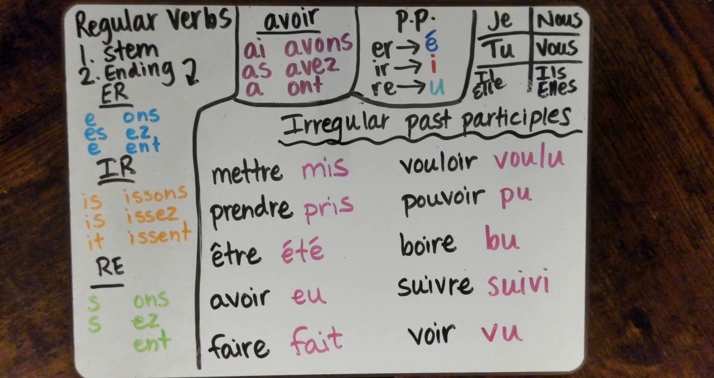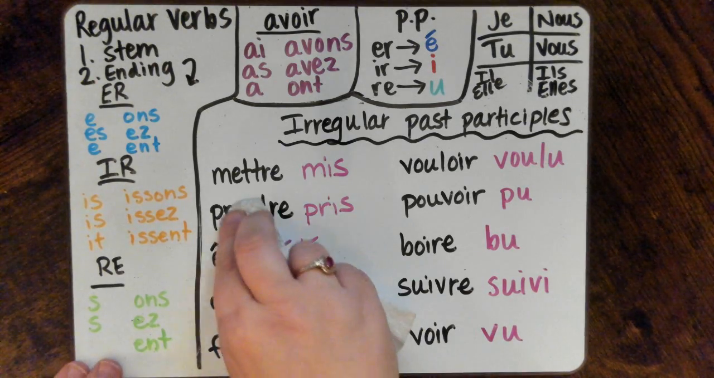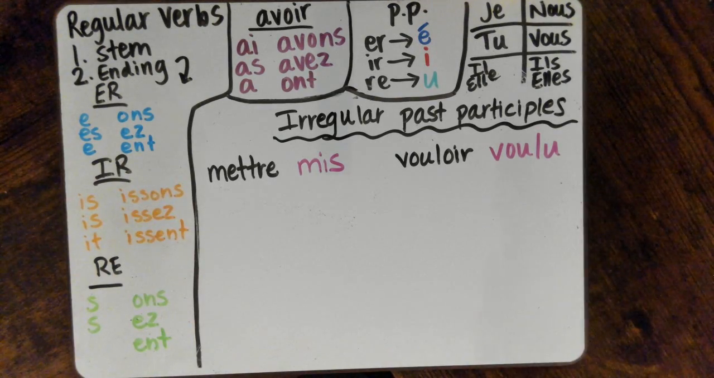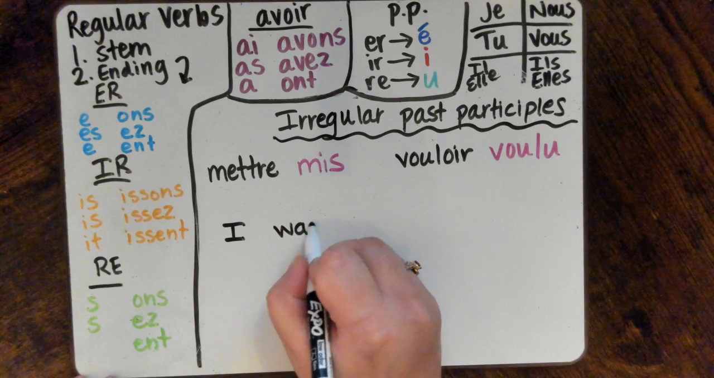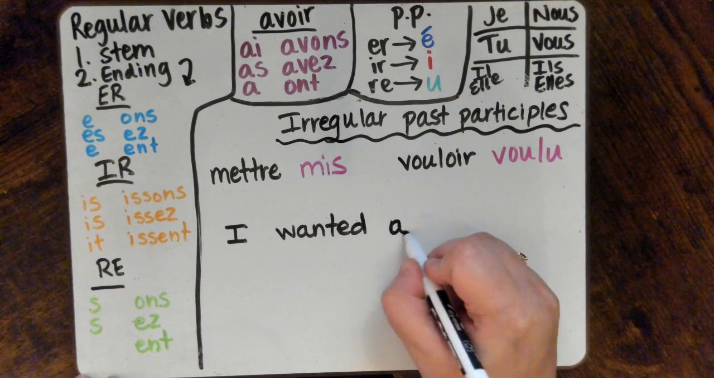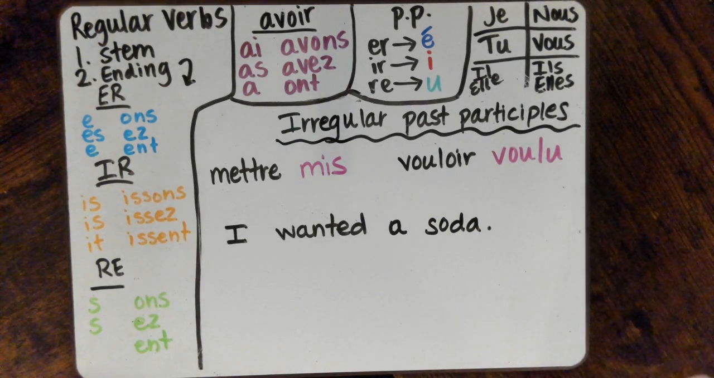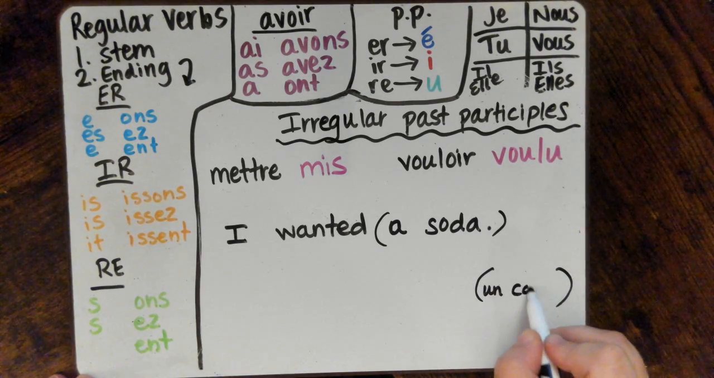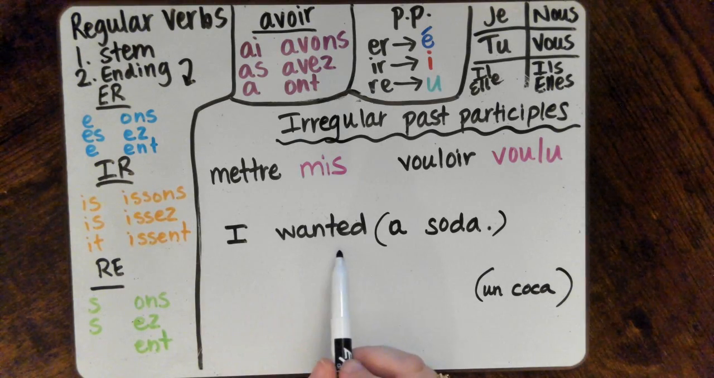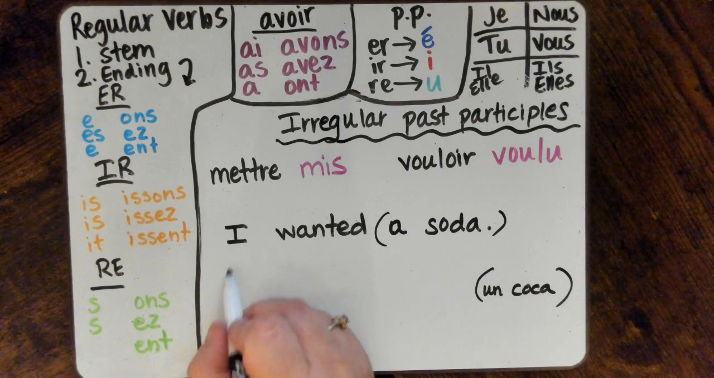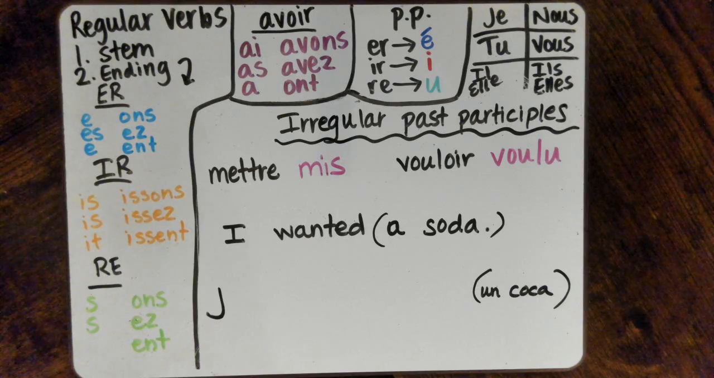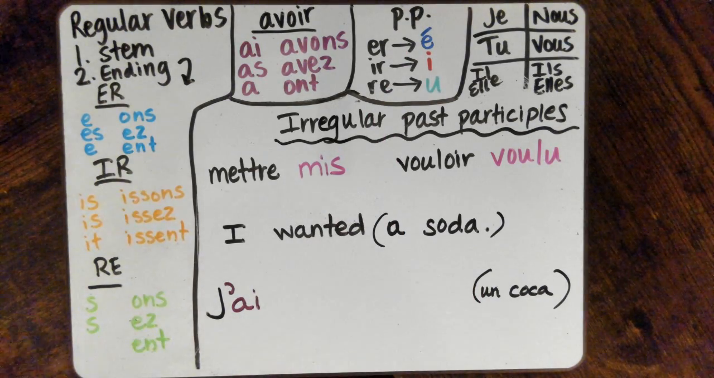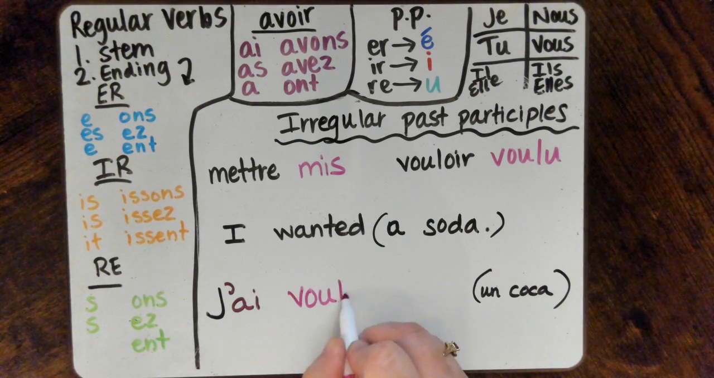So let's try writing a sentence with one of them. I'll just keep those top two there so we can reference them, and we'll just use those in our example. So what if I wanted to write the sentence, I wanted a soda. So the soda, that's just like extra stuff. Okay, so that would just be un coca if you wanted a Coke. Okay, but the I wanted, this is the passé composé. So the subject I is je. Our auxiliary is going to be the verb avoir, ai. And then the past participle, normally one of these is the past participle, but for the verb want, we use voulu.